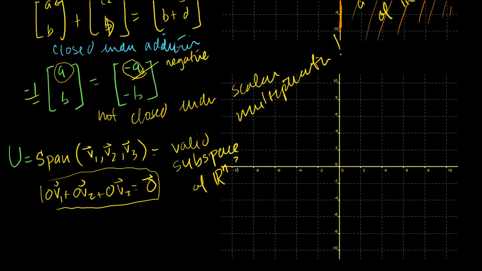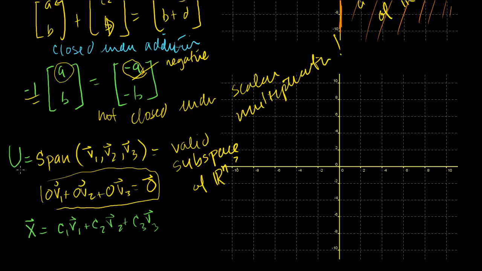Now, let me pick some arbitrary member of this span. In order to be a member of this set, it just means that you can be represented as a linear combination of these vectors. Let me call the vector x. So some combination c1 times v1 plus c2 times v2 plus c3 times v3. It's a member of this, so it can be represented as a linear combination of those 3 vectors.